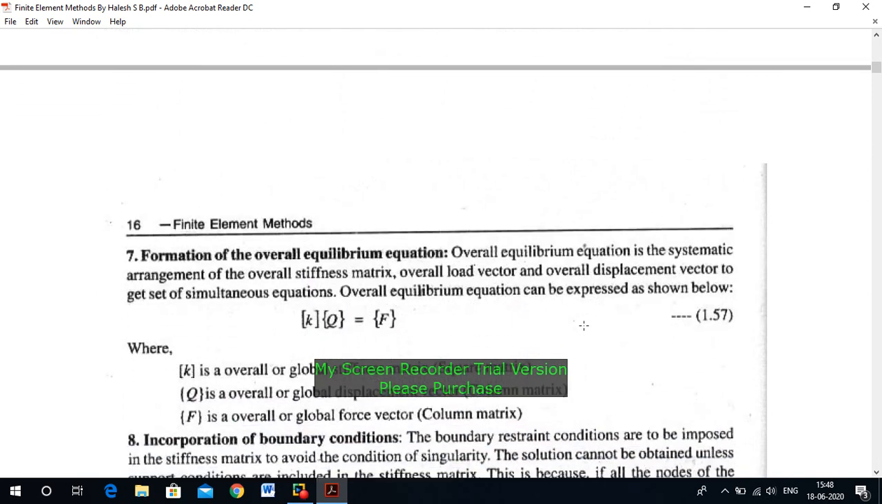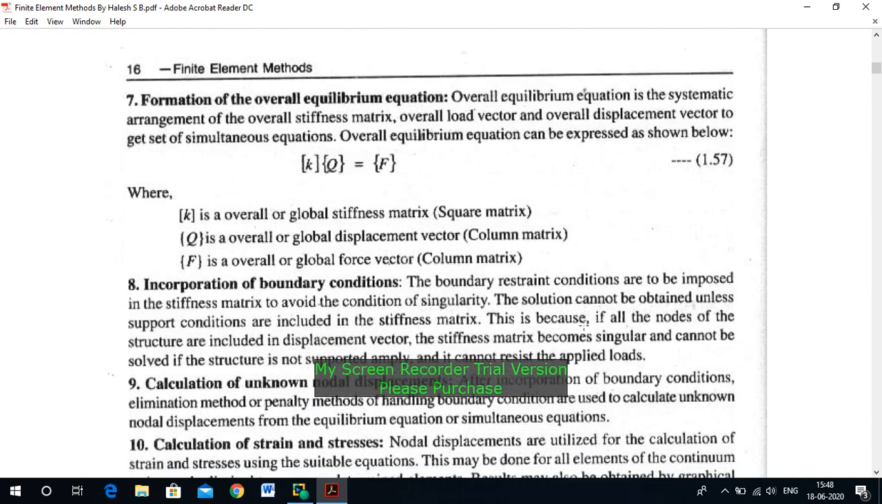Next, the seventh step is formation of overall equilibrium equation. The overall equilibrium equation is a systematic arrangement of the overall stiffness matrix, overall load vector and overall displacement vector to get a set of simultaneous equations. The overall equilibrium equation can be expressed for the complex problem as KQ = F. It is the product of the global stiffness matrix and global displacement vector, which is equal to the global force vector.